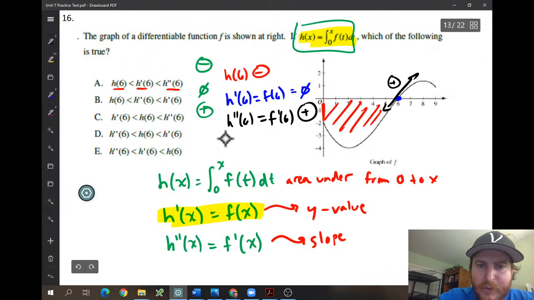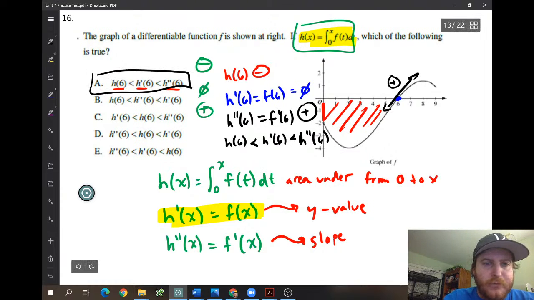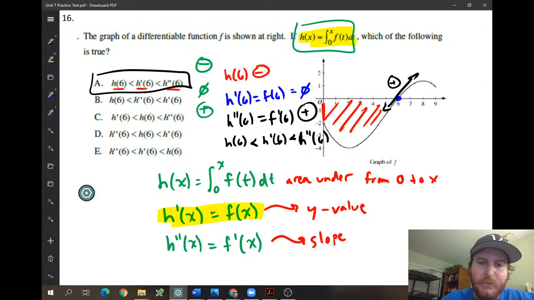So then I know that basically the negative has to come first, will be less than the 0, which will be less than the positive answer. Right? Negative first, 0 second, positive third. So on h, h prime, h double prime, the one that matches is choice A. That was just a coincidence that it went h, h prime, h double prime. Sometimes it'll go h double prime, h, h prime. It could go in any order.